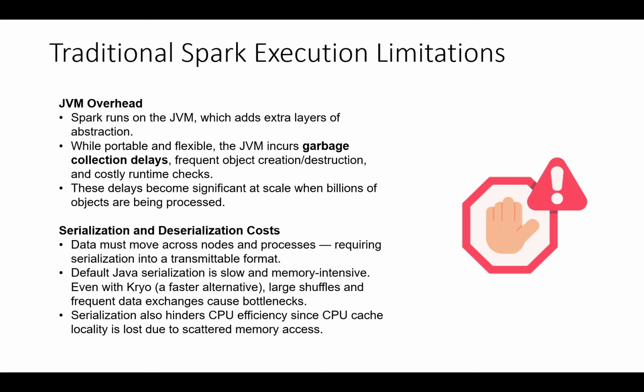And when serialization occurs, it hinders CPU efficiency, because this process will utilize the CPU cache. And since CPU cache locality is lost due to scattered memory access, it is going to add to the overhead. So all in all, the JVM adds an overhead, and serialization and deserialization also add some amount of overhead. So these are the primary two limitations with Spark.